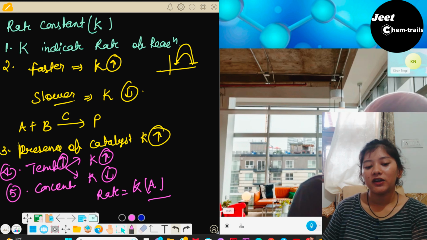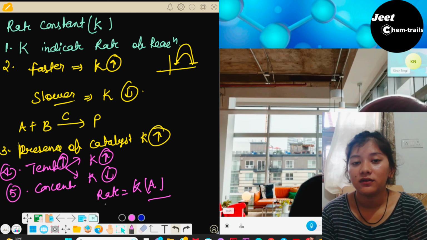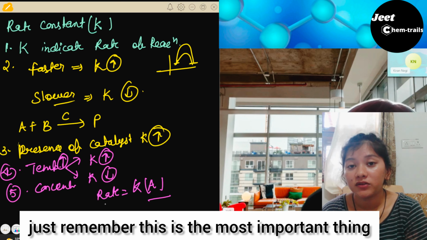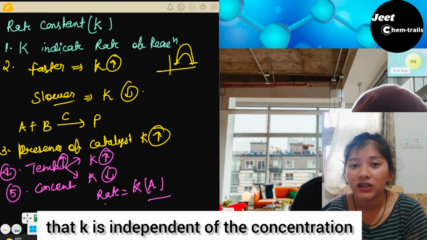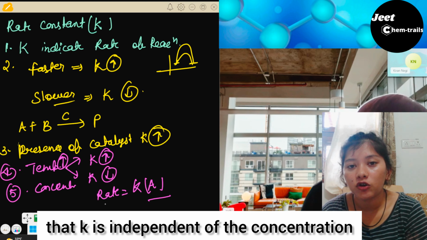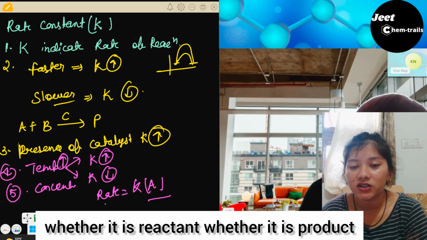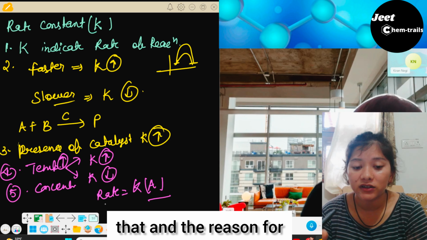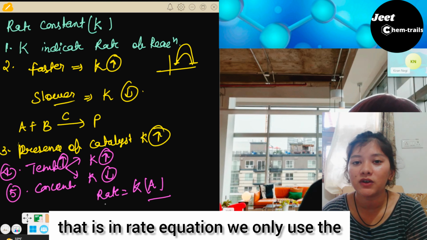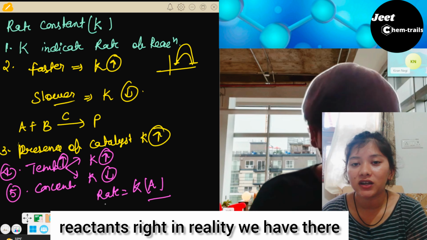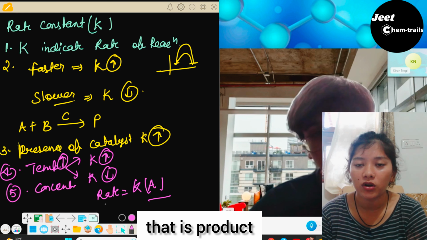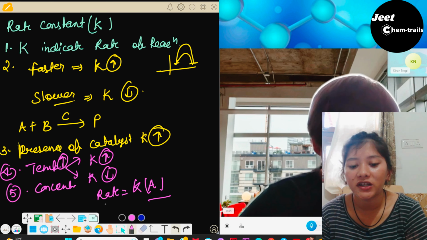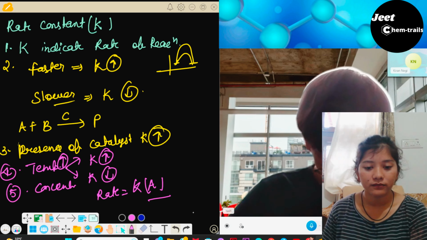Actually, K does not have anything to do with the concentration terms. Just remember, this is the most important thing, that K is independent of the concentration. Whether it is reactant or product, it is not related to that. And the reason for that is, in the rate equation we only use the reactants, right? In reality, there is one more thing, that is the product. Just remember that concentration has no relation with the rate constant.